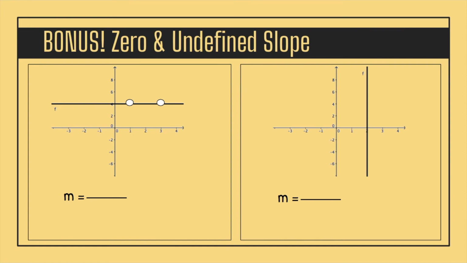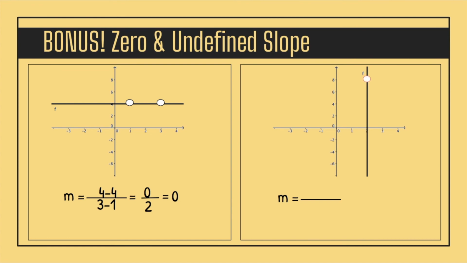So when we subtract our y's first, we get 4 minus 4, and then when we subtract our x's, we get 3 minus 1. And when we simplify, 0 over 2 is equal to 0. So this is why this is called a zero slope. Now, if we were to use our rise-run method, we would not be able to rise at all, but our run would be 2. So when we plug that into our equation, we'd still get 0 over 2, which is equal to 0.